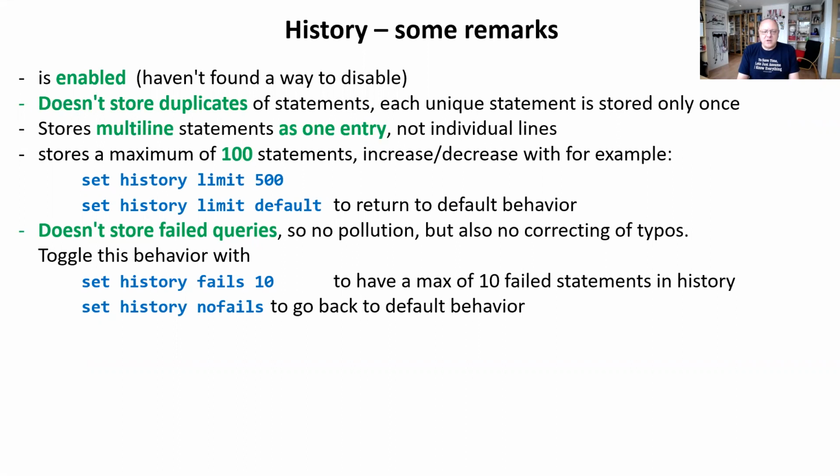On the other hand, if you type a 30-line query and you run it and it appears that there's a typo in the first line, making it crash, then you can't just go back to that statement, correct the problem, and run it again by default. So I like to do set history fails. There you can give a maximum number of failed statements that will be stored in history. So if you have a typo in your query, then you can go back to that one, correct it, and run it again.